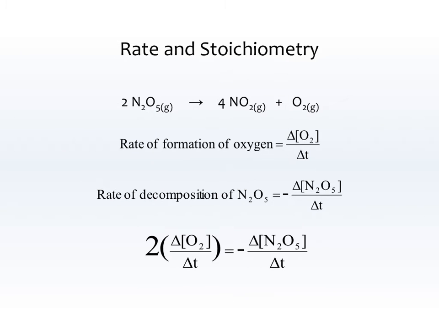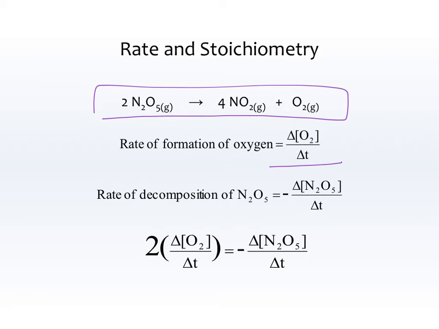Now you can also relate the rate of a reaction to the stoichiometry of the reaction. So again, this was our reaction from the beginning a couple pages ago. Now we want the rate of formation of oxygen, that's what we had already been talking about. That's the change in concentration of oxygen per time. The rate of formation of a product is the change in the concentration of that product over time.